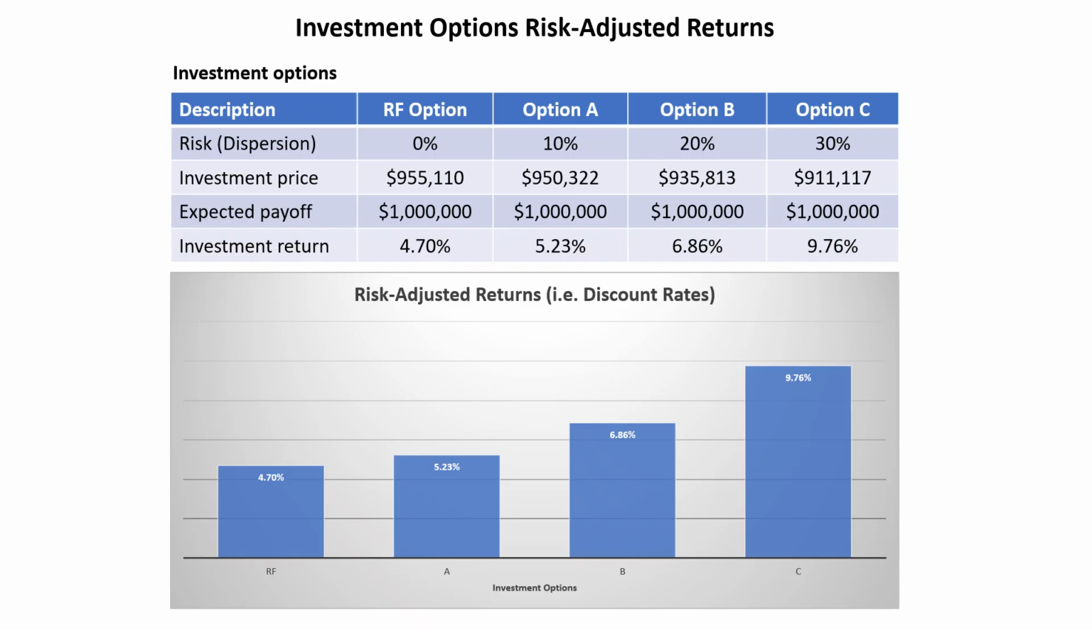So we can also look at these as a discount rate. If I had something that was risk-free, where I'm going to receive cash at the end of a year guaranteed, then I would discount that at 4.7%. If I had an option A, where I could receive 1.1 million or something less, 900,000, with 10% dispersion, I would demand something more, 5.23%, and then we go to option B and option C. And so these are our discount rates for those various investment options given the dispersion.